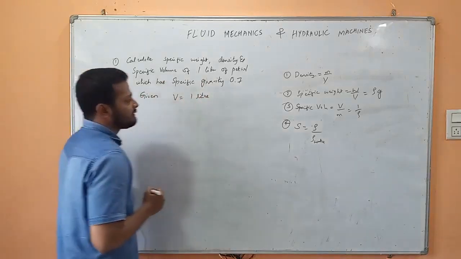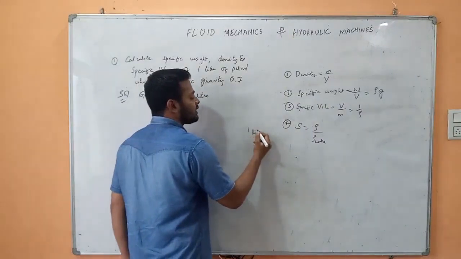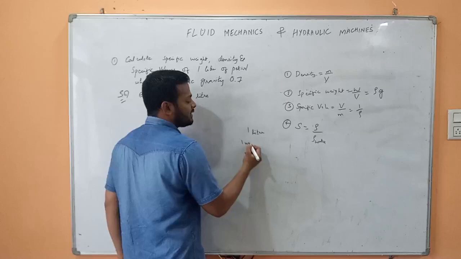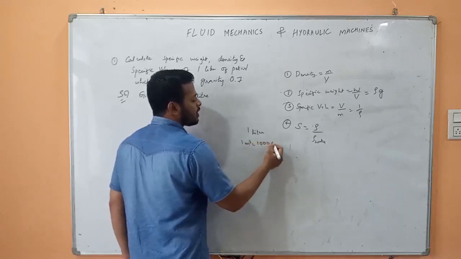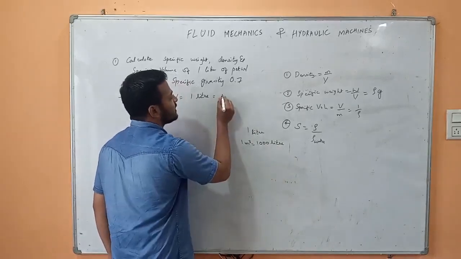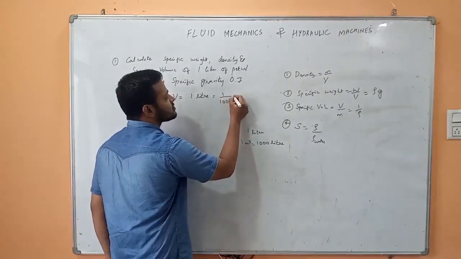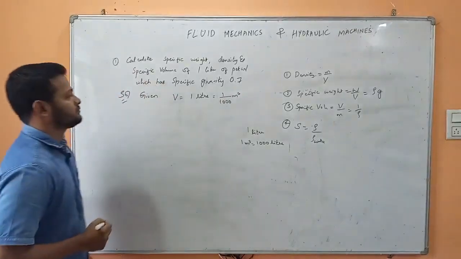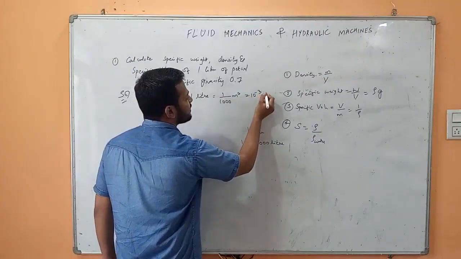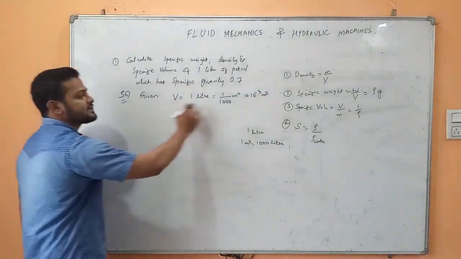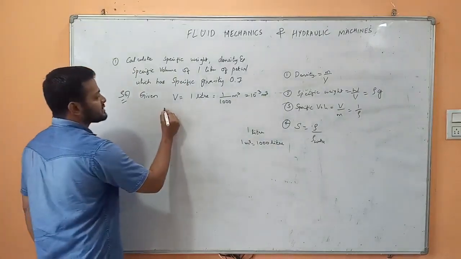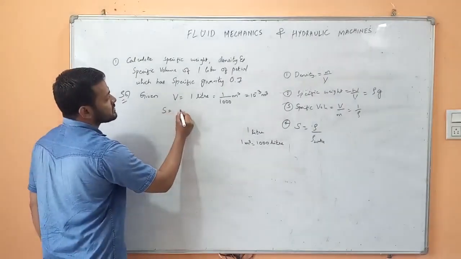So we have a relation between liter and meter cube. In order to convert 1 liter into meter cube, we have 1 meter cube is equal to 1000 liters. So in place of liter, I can write 1 by 1000 meter cube, that is 10 power minus 3 meter cube. So volume is given as 1 liter, which is 10 power minus 3 meter cube. Next, specific gravity is given in the question. So specific gravity is equal to 0.7.